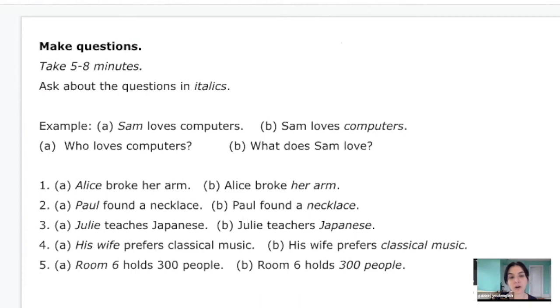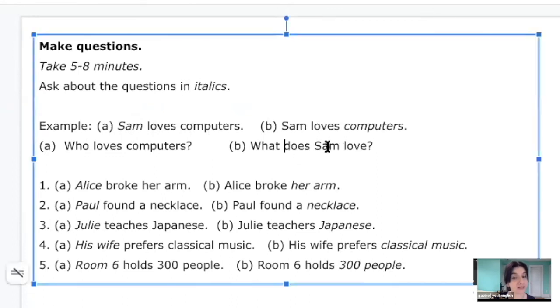I want you to ask a question about the words in italics. So for example, Sam loves computers. Who loves computers? Sam loves computers. What does Sam love? Does that make sense? Yes. Okay.